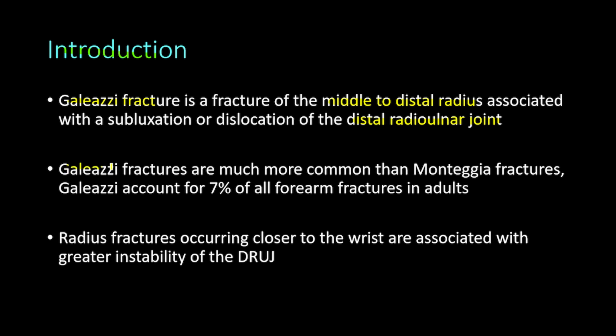Galeazzi fractures are much more common than Monteggia fractures. Galeazzis account for 7% of all forearm fractures in adults. Now, it is important to know that in Galeazzi fractures, radius fractures occurring closer to the wrist are associated with a greater instability of the distal radioulnar joint. So, the closer the radius fracture is to the wrist, the higher the instability of the distal radioulnar joint.